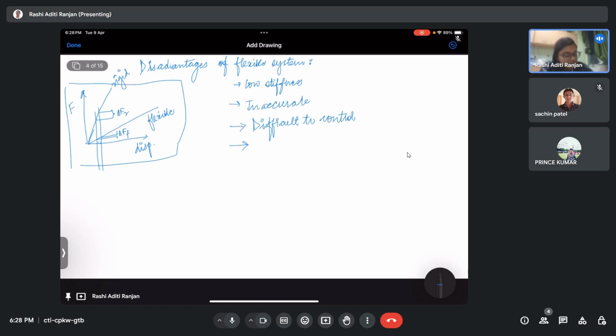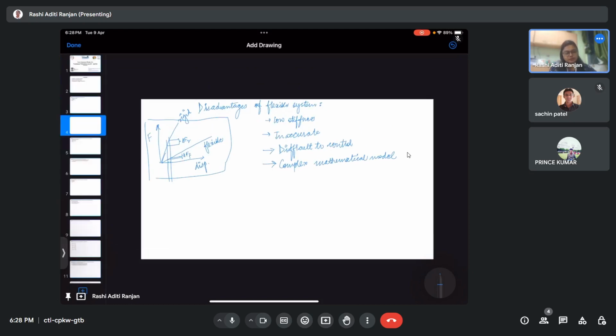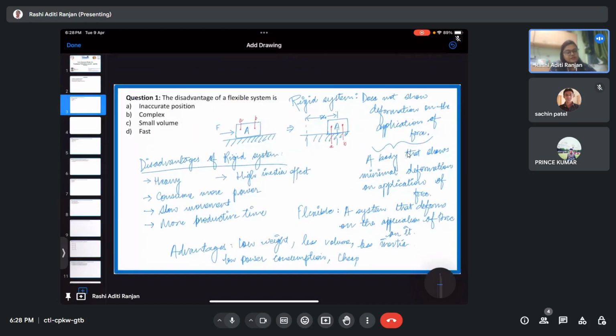So one of the disadvantages is also a complex mathematical model. So these are some of the disadvantages of the flexible system. Correct? I hope that what I'm trying to say is clear. Okay, now if I come to the question, the disadvantage of a flexible system is inaccurate position. Correct?